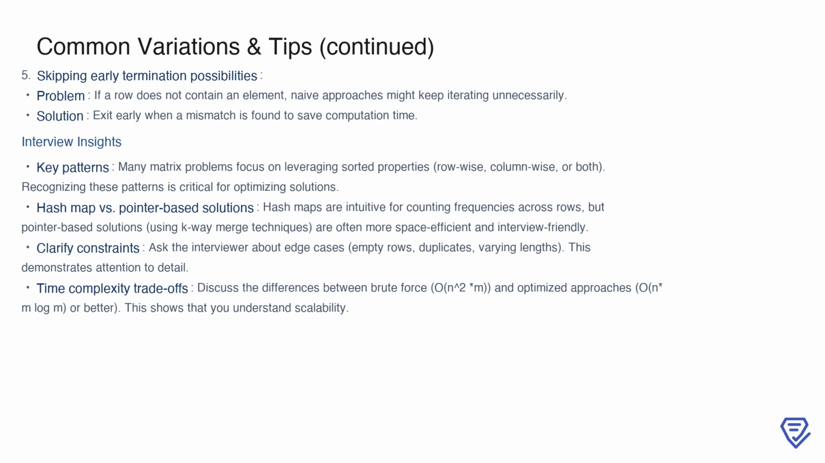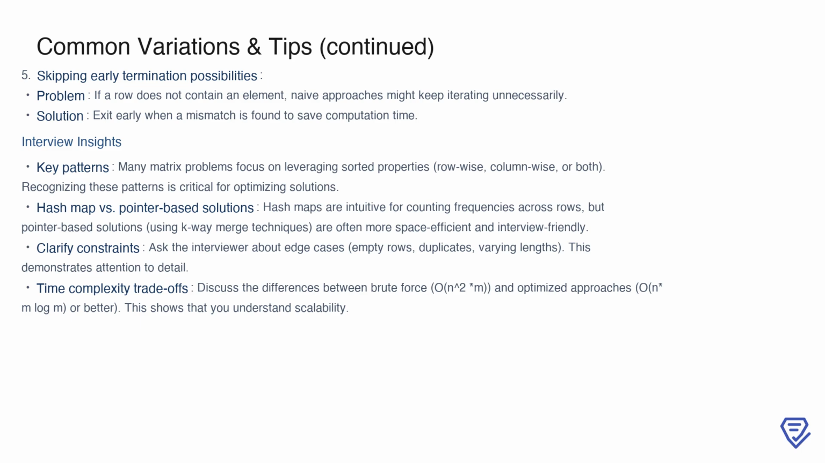Now, let's consider the insights that can help during interviews. Many matrix problems rely on leveraging the sorted properties of the data, whether that's row-wise, column-wise, or both. Recognizing these patterns is key to crafting efficient solutions. When comparing hash map-based solutions to pointer-based ones, hash maps are often more intuitive for counting frequencies across rows. However, pointer-based solutions, such as those using K-way merge techniques, are typically more space-efficient and preferred in interviews.